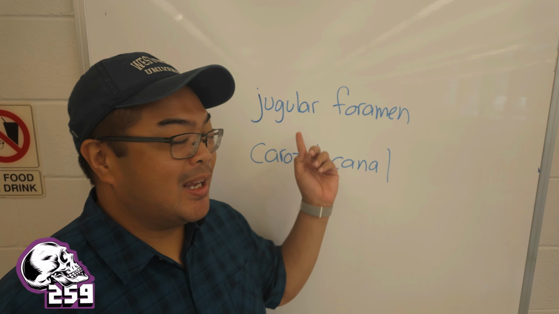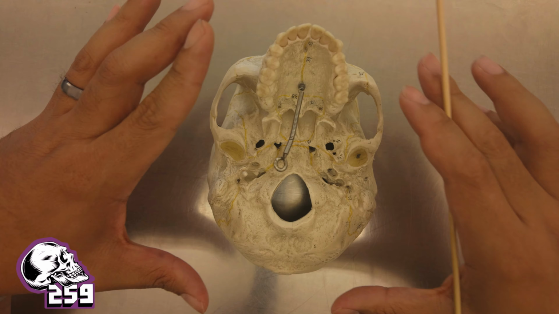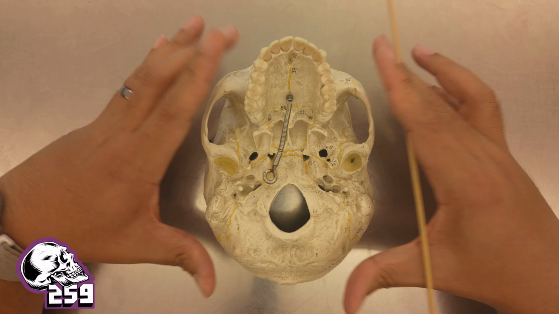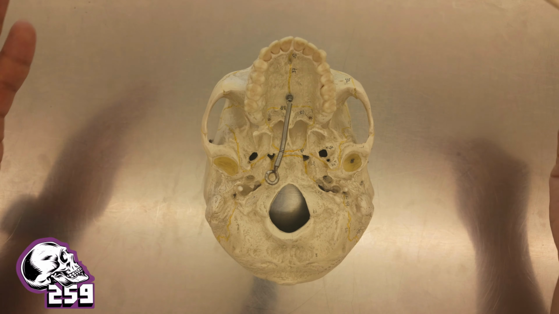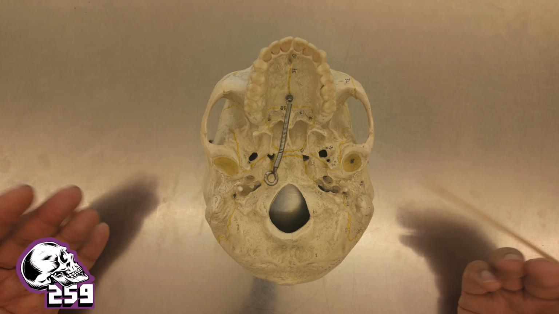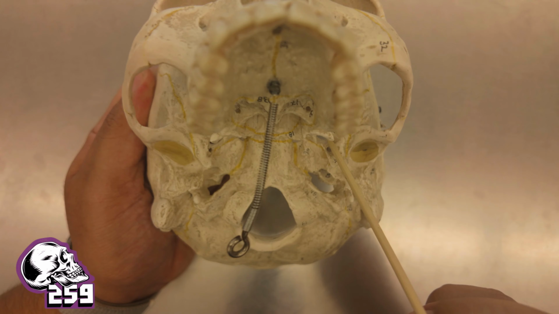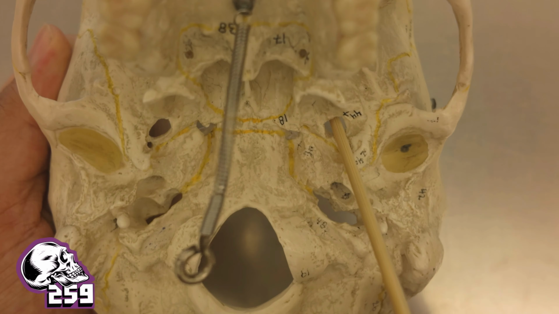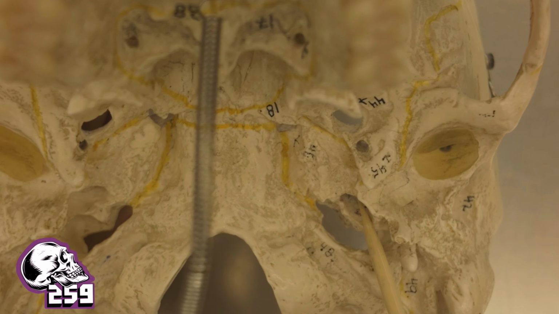So these two can get mixed up really easily, so let's take a look at it. The last thing we're gonna do is have an inferior view of the skull so that we can look at the carotid canal and the jugular foramen. These are gonna be a little bit more posterior from the foramen we've been looking at previously. If I hold this up a little bit, again, I'm gonna identify the foramen ovale, a nice little landmark every single time. And if we go posterior to that, we'll see two holes.